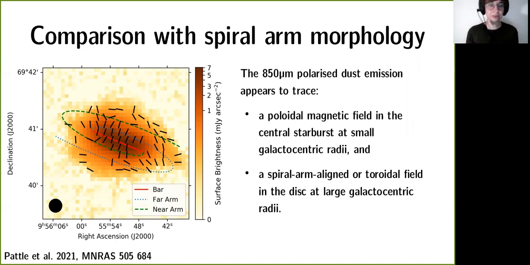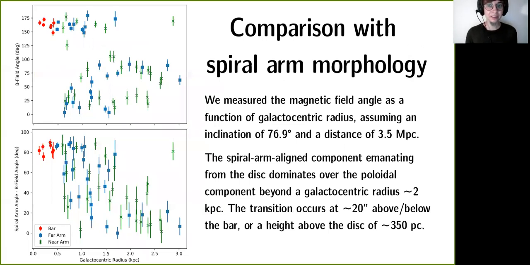At the signal to noise we're working with, it's very difficult to definitively distinguish between a spiral arm aligned and a toroidal field, but where spiral arms exist, it probably makes more sense for the field to be aligned with them than to be generically toroidal. We did have a go at quantifying this.